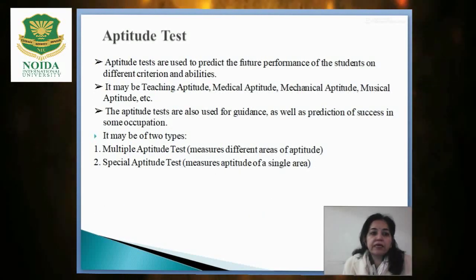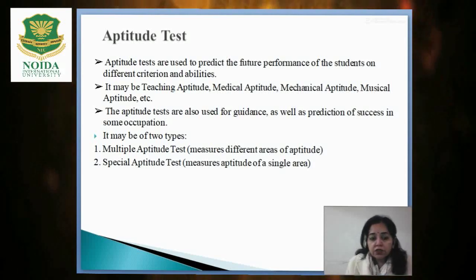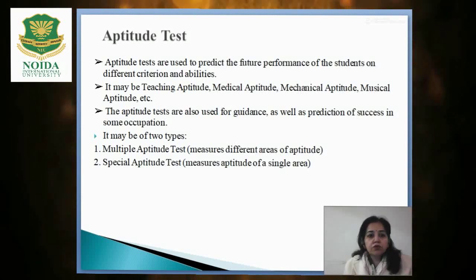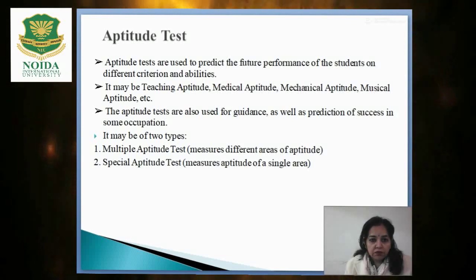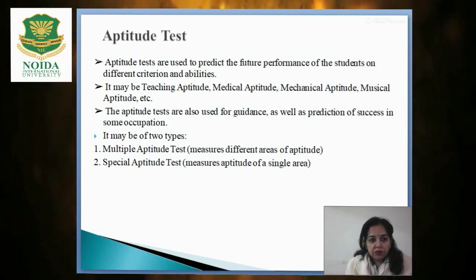Now next in line is the aptitude test. An aptitude test is an instrument used to determine and measure an individual's ability and skills to acquire through future training. Aptitude tests may be classified into two groups: multiple aptitude tests and special aptitude tests. Multiple aptitude tests are those which intend to measure various areas of aptitude, that means musical, mechanical, etc., each by independent subtests. Whereas special aptitude tests measure only one specific aptitude, like teaching or musical, etc.